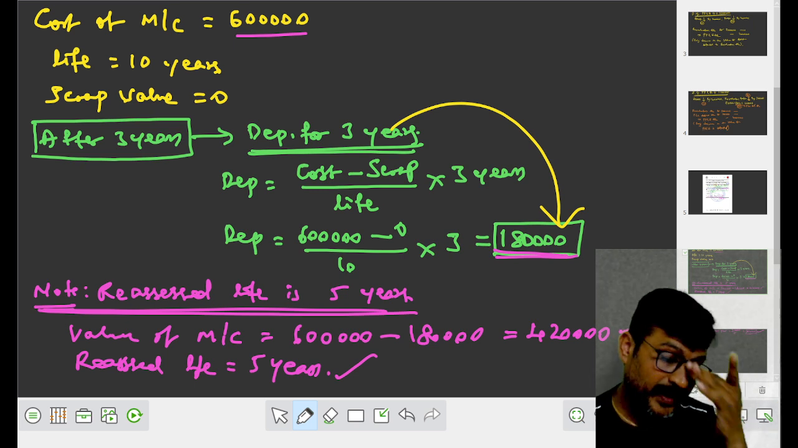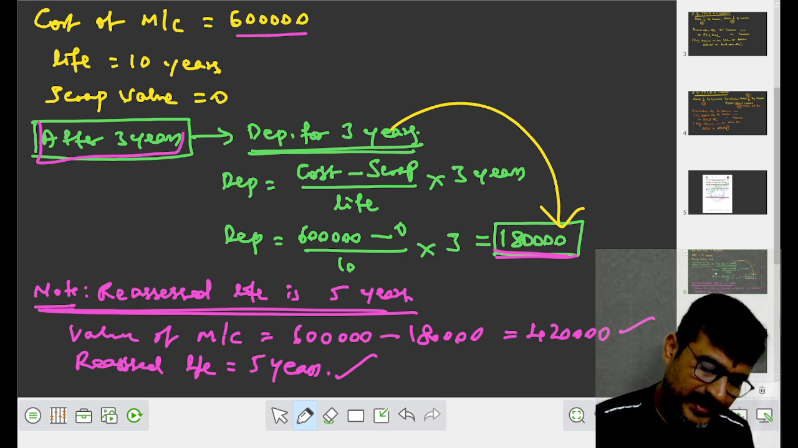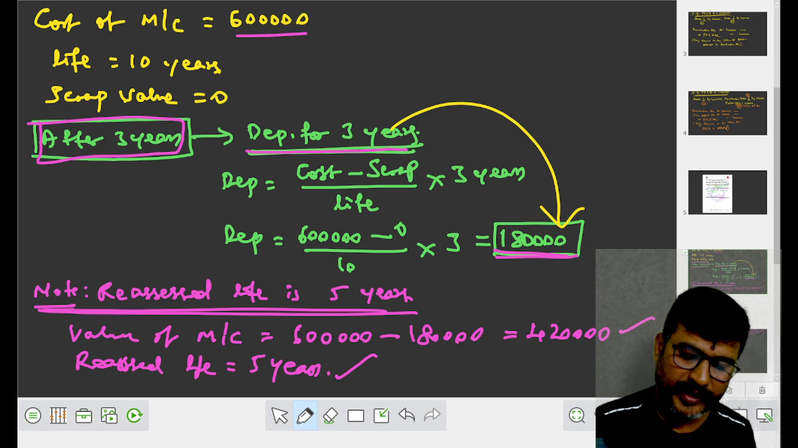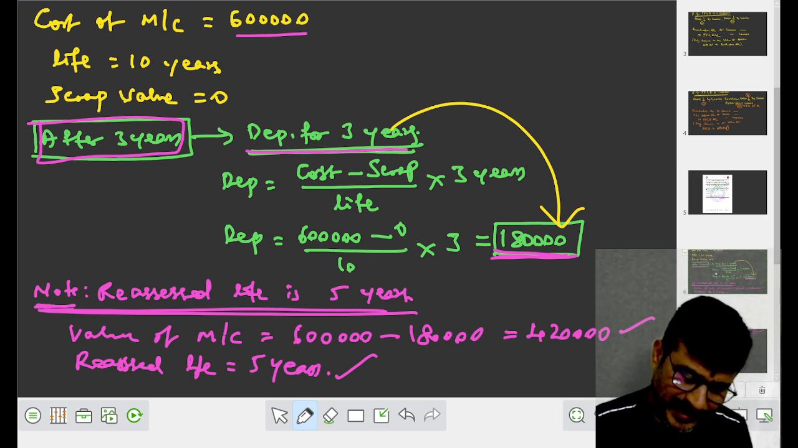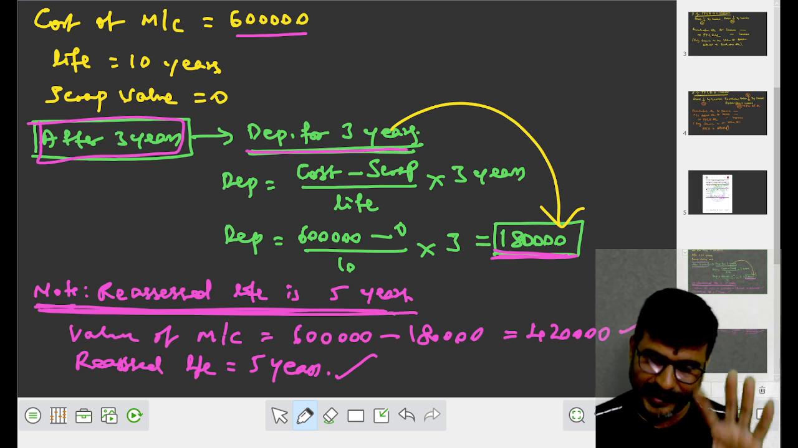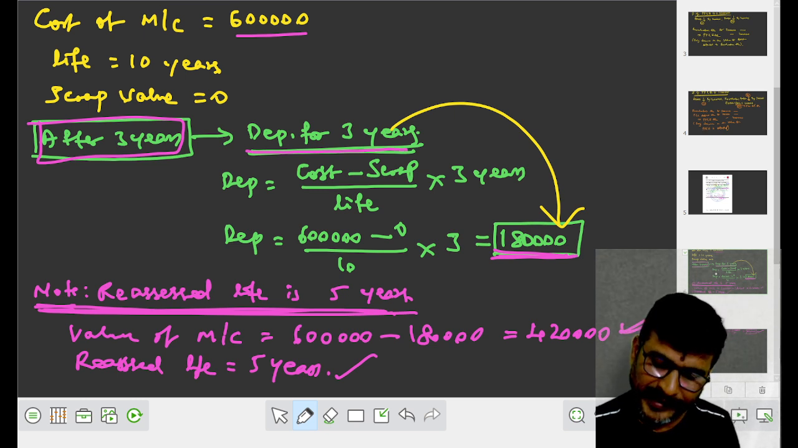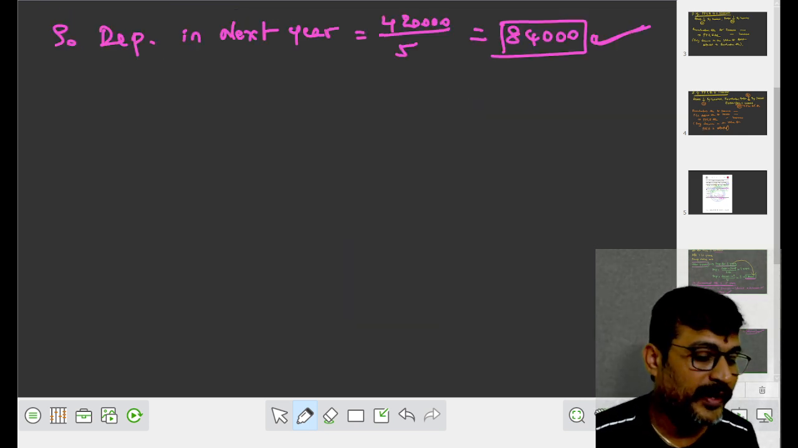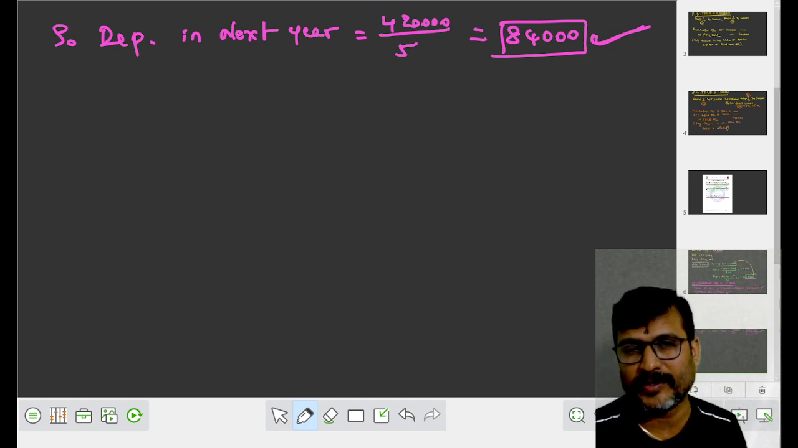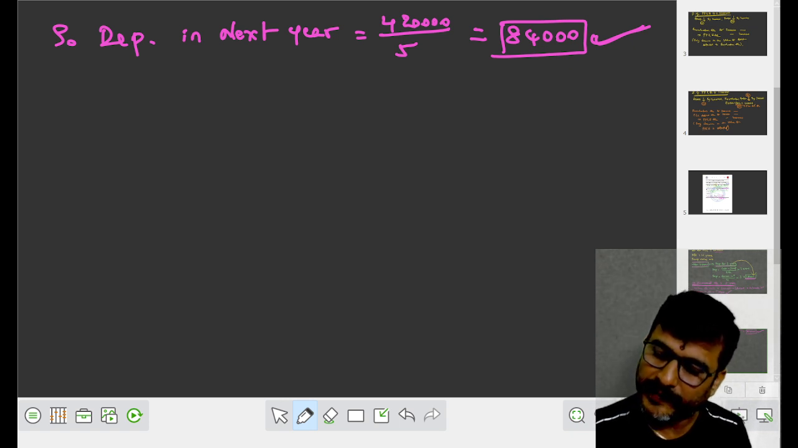My dear students, did you understand? Take the cost, life, scrap. After 3 years, we work out the depreciation for 3 years by applying the formula. For 3 years, depreciation is 1,80,000. After this, reassessed life is how many years? 5 years. In such a case, value of the machinery after 3 years is 4,20,000. Reassessed life is 5 years. Then the depreciation is 4,20,000 by 5, that gives you 84,000. Similarly, let me move on to the next one, my dear student.